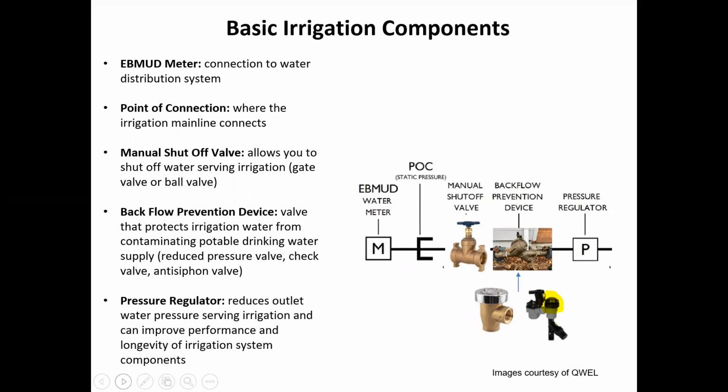After the backflow prevention device, you may have a pressure regulator. This reduces outlet water pressure serving your irrigation water and can improve performance and longevity of an irrigation system.